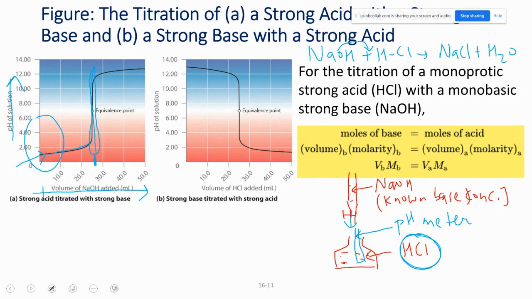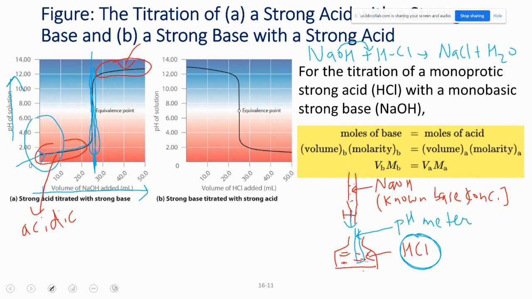And this is where you might have drawn the line and figured out the amount of base that you added. After a certain time, the equivalence point is reached, and if you add more NaOH, the pH value is going to start increasing because now the solution is basic. An easy way to think about this is this part right here tells you the solution is acidic. That means there is still more HCl in the solution than NaOH. This part tells you it is basic.